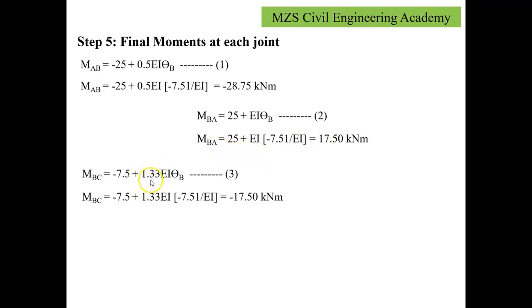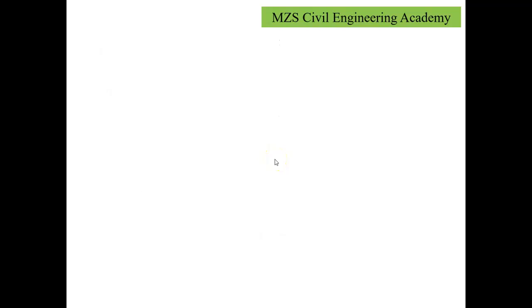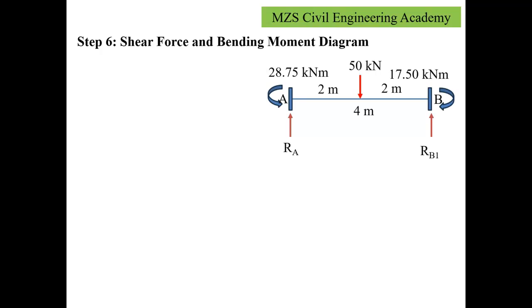Similarly, for BC, we will write this and we'll get a relation minus 17.50 kilonewton meter. And for C to B, I am going to get the value as 2.46 kilonewton meter. Likewise, we'll get the final moments at each end. Once we got the final moment at each end, we are able to find out the unknown reactive forces and their distribution over the span. Let's begin with the span A to B. In the span A to B, we will have the two end moments.